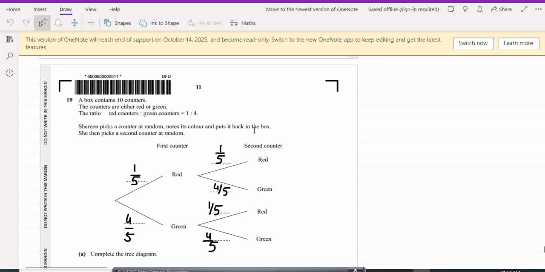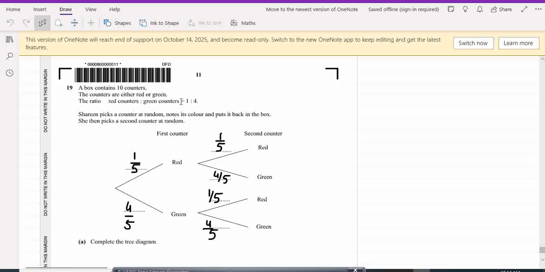It means when she puts it back in the box, the total number of counters and that color counter will remain the same. Because their ratio is 1:4, you can directly write the probability of red is 1/5 and the probability of green is 4/5. Or you can find it this way: the red counters are 2 and the green counters are 8, so in the simplest form the probability becomes 1/5 and 4/5.